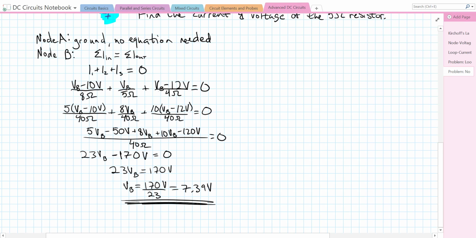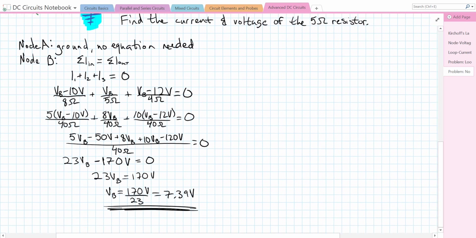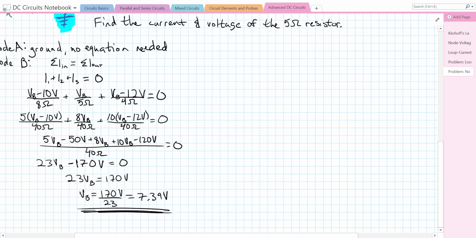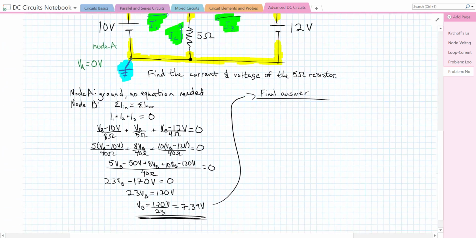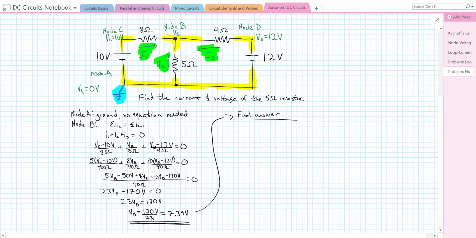We're trying to find the current and voltage of the 5 ohm resistor. And we have the voltage at every node, so I'm going to come up here to write out how to find my final answer. So the voltage across the 5 ohm resistor, if we go back to the diagram, is just the potential difference between A and B. So we know it goes from 0 to 7.39. So the voltage across the 5 ohm resistor is just going to be equal to 7.39 volts.